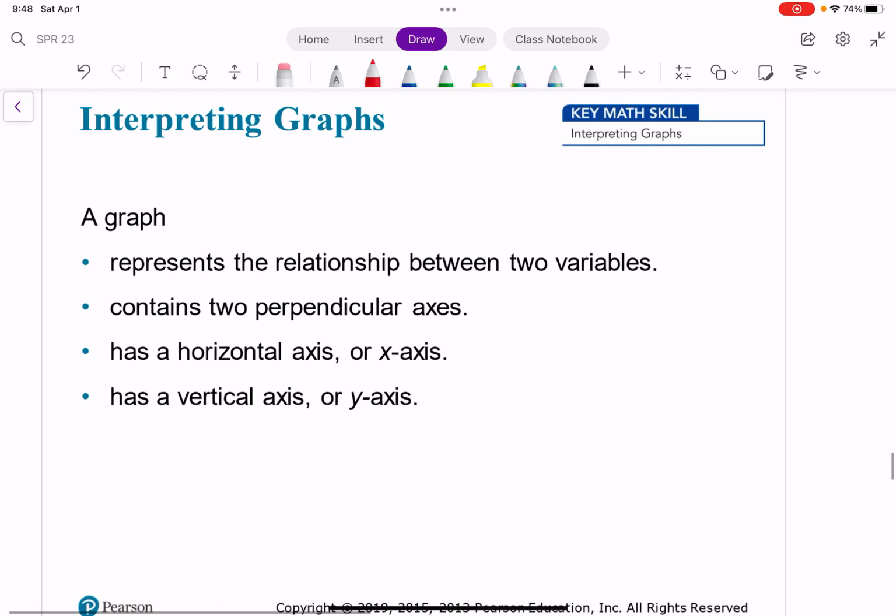Okay, interpreting graphs. So again, graphs represent the relationship between two variables. There's always two perpendicular axes. So there's a horizontal axis, which is your x, so that's going left and right. And then there's your vertical axis, which is your y, which is going up and down.